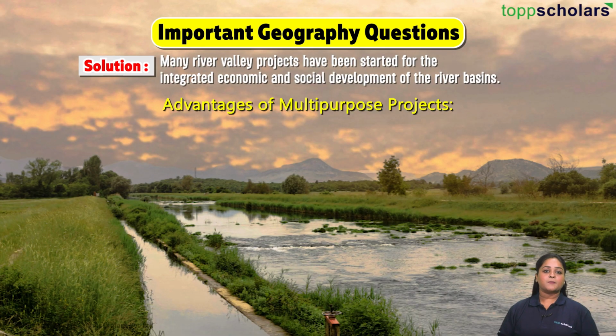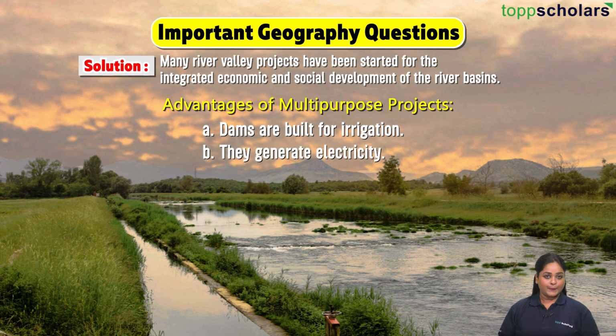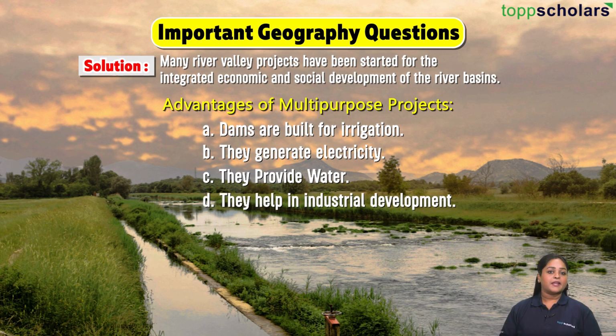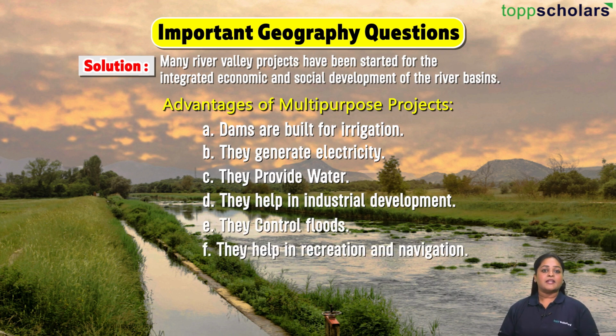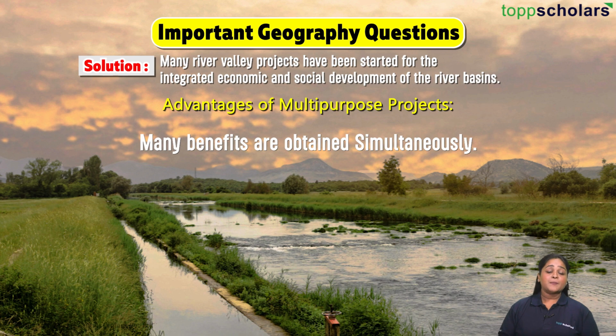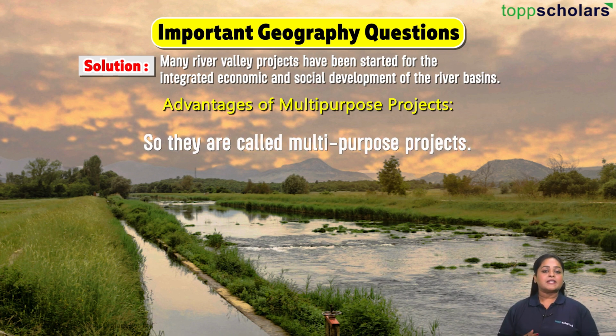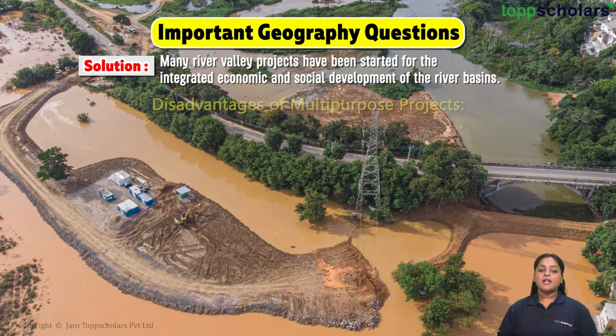Advantages of multi-purpose projects: A. Dams are built for irrigation. B. They generate electricity. C. They provide water. D. They help in industrial development. E. They control floods. F. They help in recreation and navigation. G. They help in fish breeding. Many benefits are obtained simultaneously, so they are called multi-purpose projects.